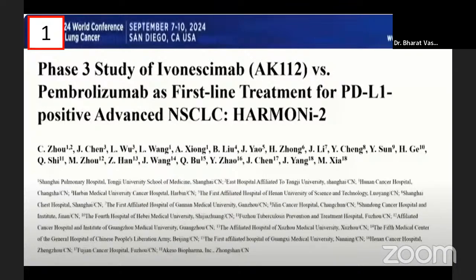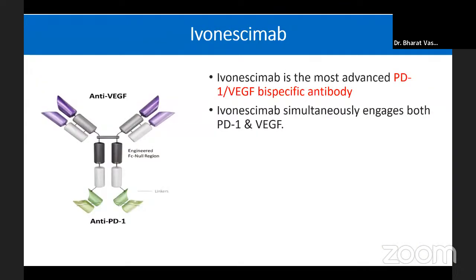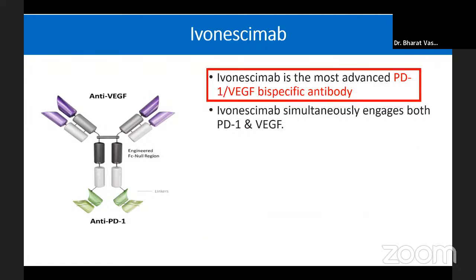So, a head-on comparison of Pembro versus ivonescimab for those who have PD-L1 more than 1 TPS. Now, a new molecule. So what is this new molecule? Now is the age of bispecifics in lung. You have amivantamab, that is EGFR plus MET. This is a bispecific antibody combining PD-1 with VEGF.